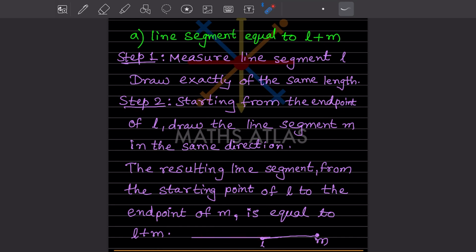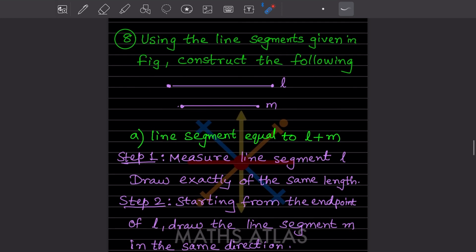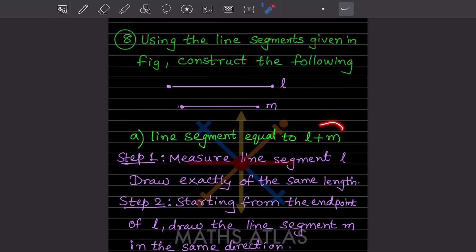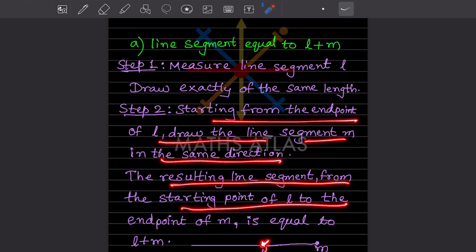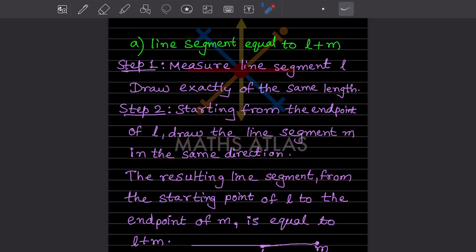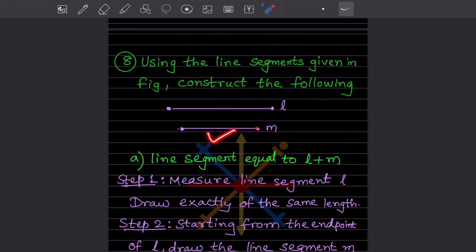Then what will you do? Starting from the end point of L, this is the start point and this is the end point. You will start from there and measure M, because they said L plus M, so you are going to add both. Starting from the end point of L, draw the line segment in the same direction. The resulting line segment to the end point of M is equal to L plus M. So from here to here is the same as this distance.